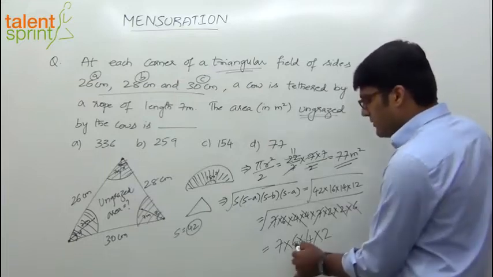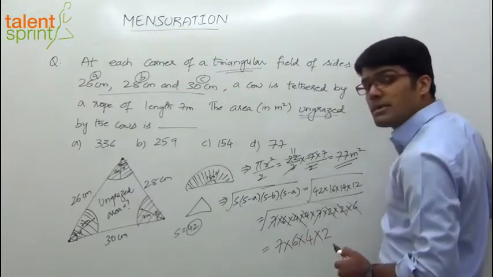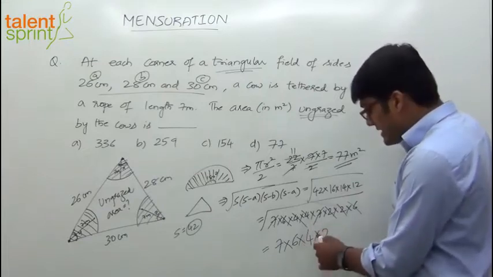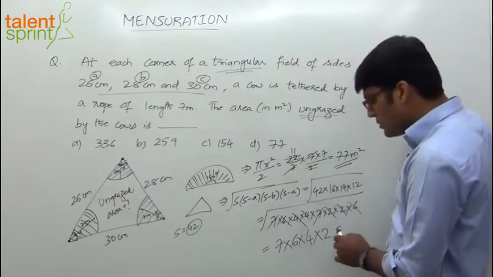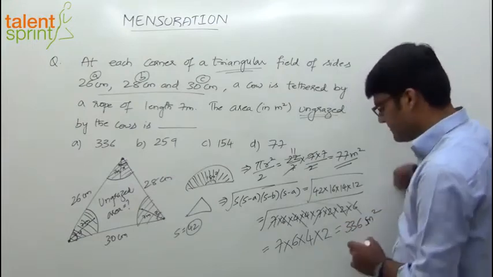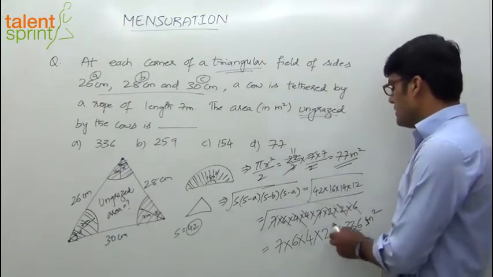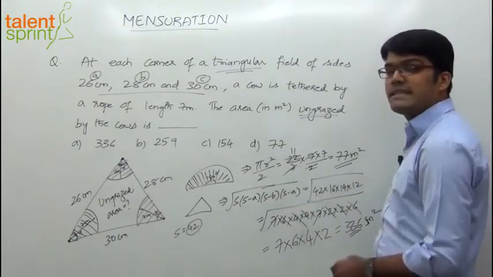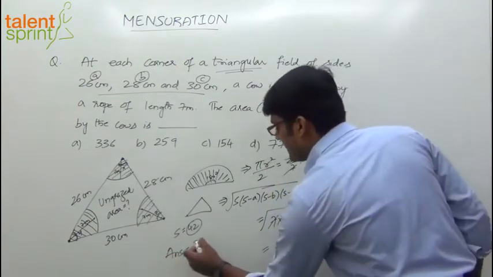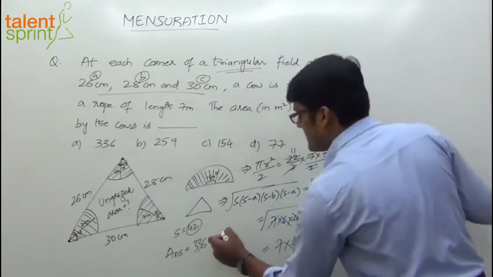Right? 7 into 6, 42. 42 into 4. How much is 42 into 4? 168. 168 into 2. How much is 168 into 2? 336. 336 meters square. You know the total area, you know the grazed area. What is required? Ungrazed area. So we can say the final answer here will be equal to 336 minus 77.